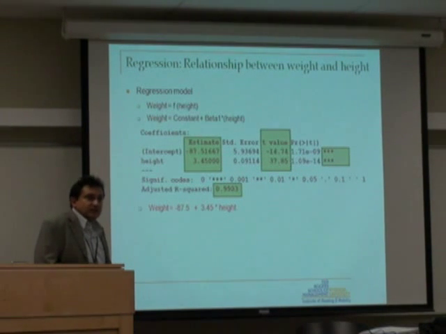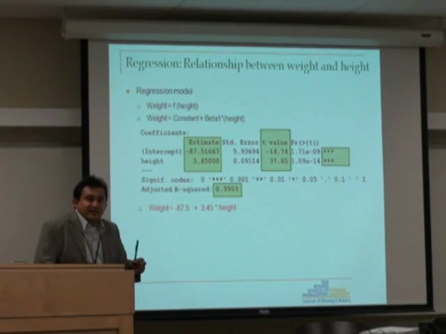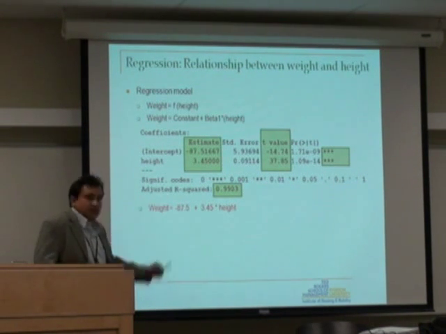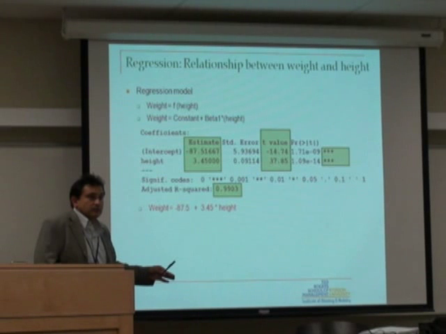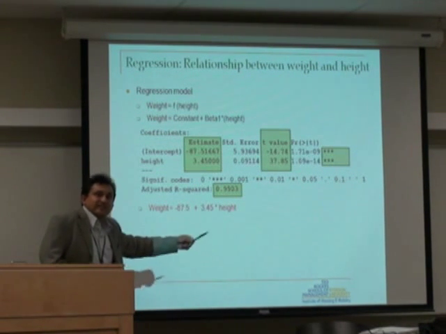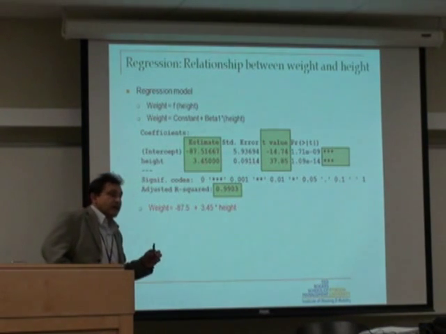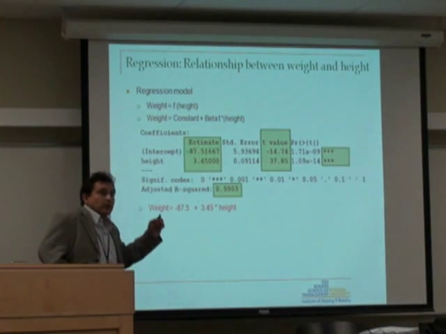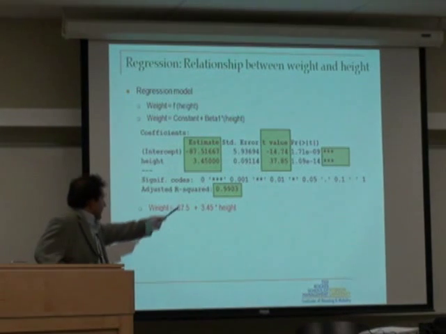And then what is the height coefficient? It's 3.45. What does it mean? That for a unit increase in height, and in our case the unit is inches, so for 1 inch increase in height, the weight goes up by 3.45 pounds. Right? The dependent variable and the explanatory variables, whatever units you have them in, the model explains them in exactly the same units. Right? So for every inch increase in height, the weight increases by 3.45 or 3.5 pounds. And it's a good model.